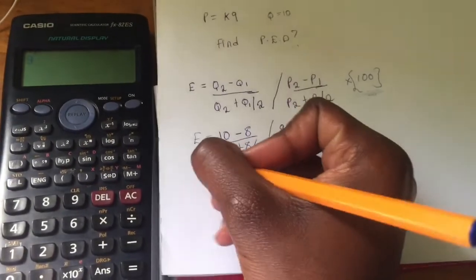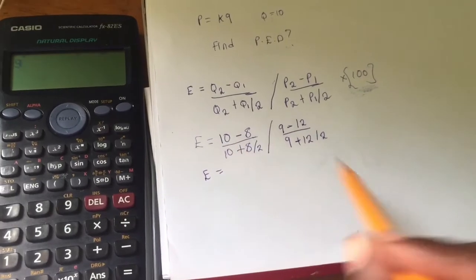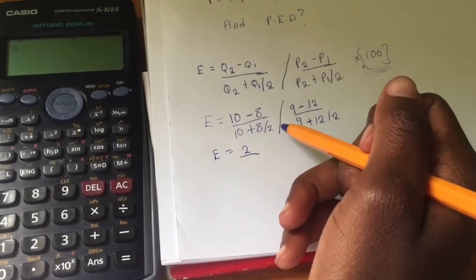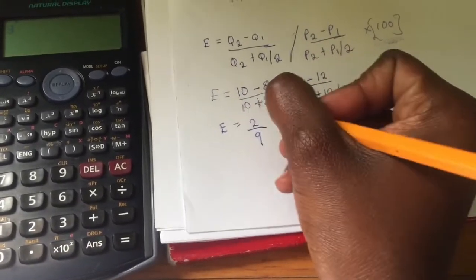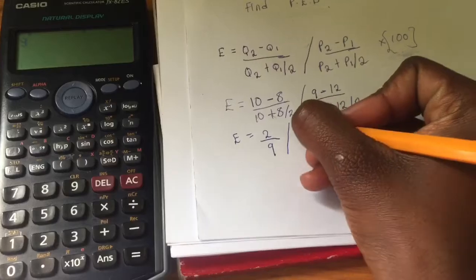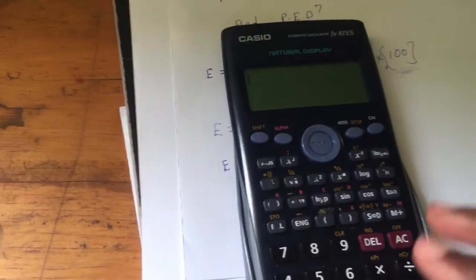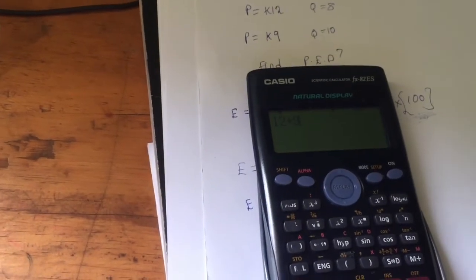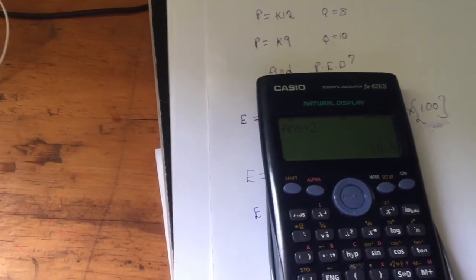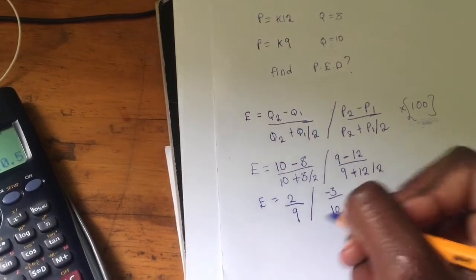So elasticity is equal to 10 minus 8, that's 2, over 10 plus 8, that's 18 divided by 2, that's 9, over 9 minus 12, that's negative 3, over 12 plus 9. Let me just use a calculator. 12 plus 9 is 21, divided by 2, that's 10.5.